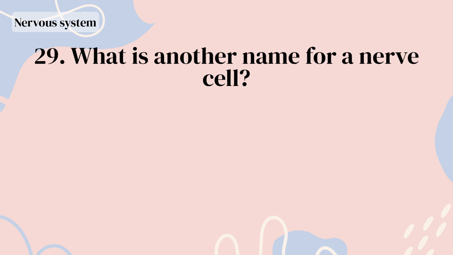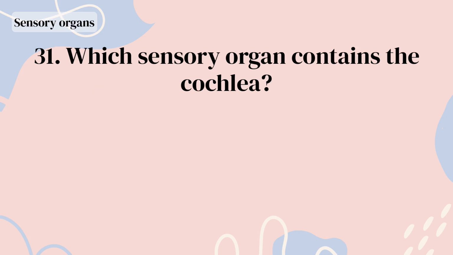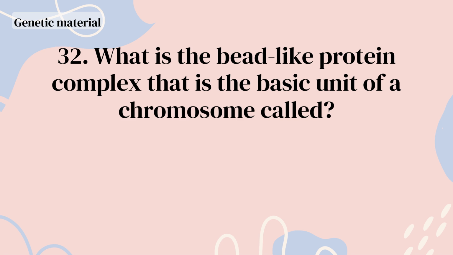Meiosis. What is another name for a nerve cell? Neuron. What structures connect bones to bones in the human body? Ligaments. Which sensory organ contains the cochlea? Ear. What is the bead-like protein complex that is the basic unit of a chromosome called?